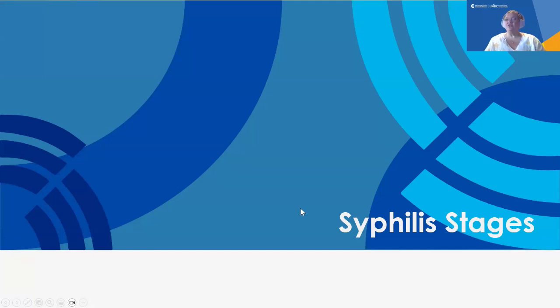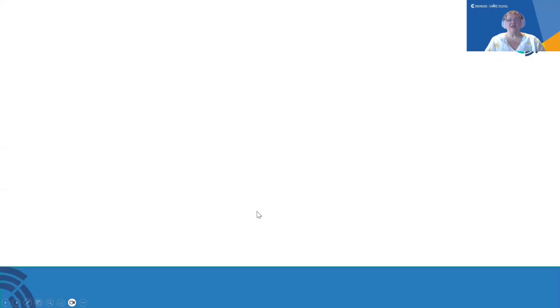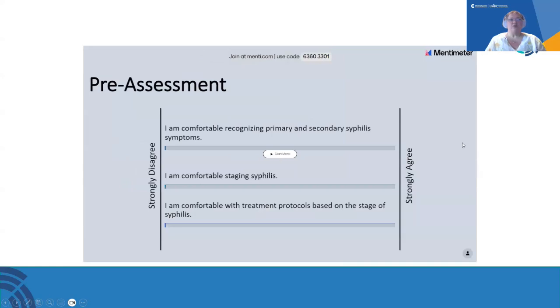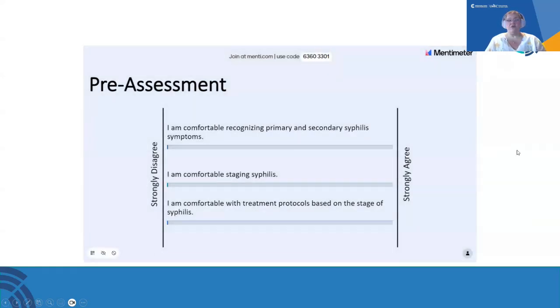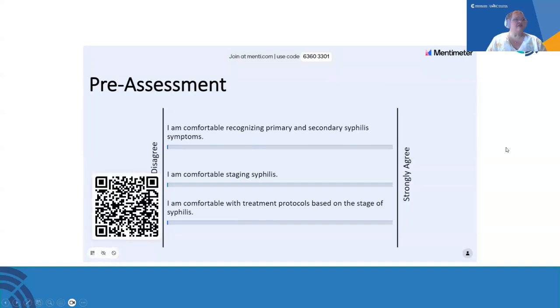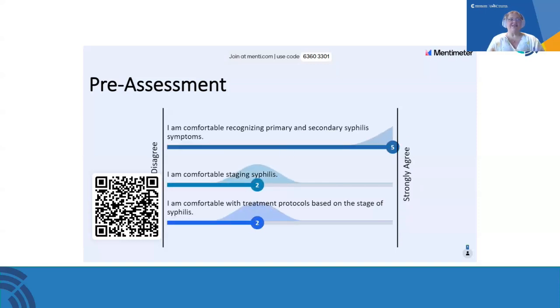All right, so let's talk just a little bit about stages. I want to see where we are pre-assessment as far as how comfortable you are with recognizing the stages. You can use the same Mentimeter, and here is the QR code in order to do so. Let's see this pre-assessment, and then we're going to do this at the end and see how comfortable you are. This is all anonymous, so feel free to tell it like it is.